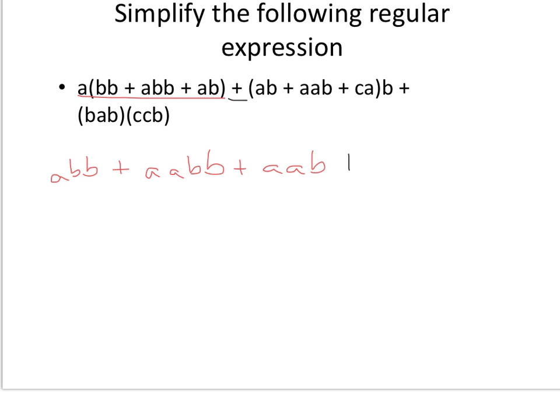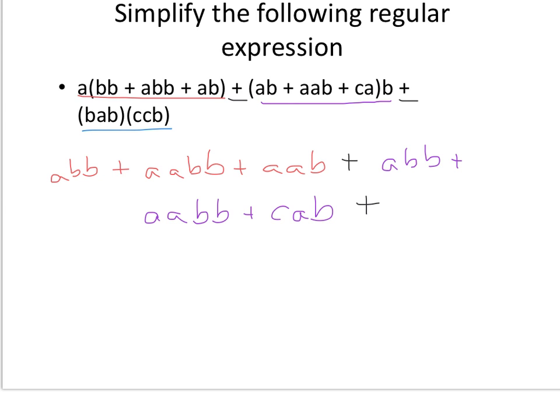And then we will have that plus. And again, I'm going to kind of say that I'm multiplying out, but really I'm just expanding this. The second piece is ABB plus AABB plus CAB. And then we'll stick in that little plus sign. And the last bit, oh, well, that's a concatenation, and there's just one string in the first and one string in the second, so we're just concatenating it with BAB CCB.